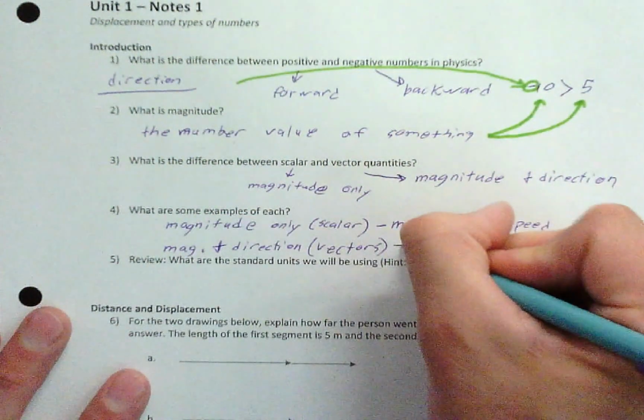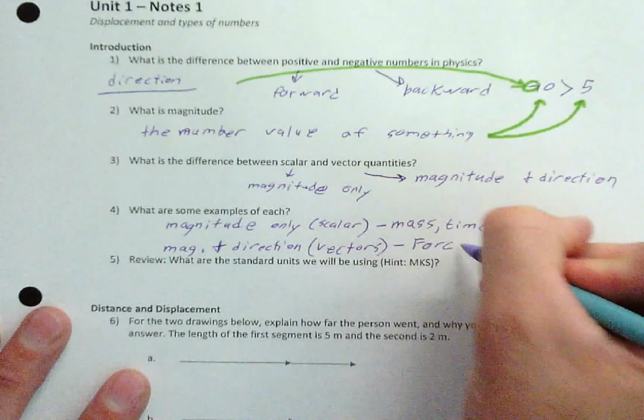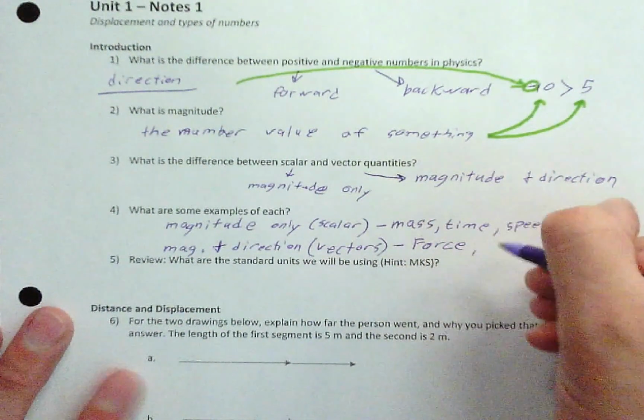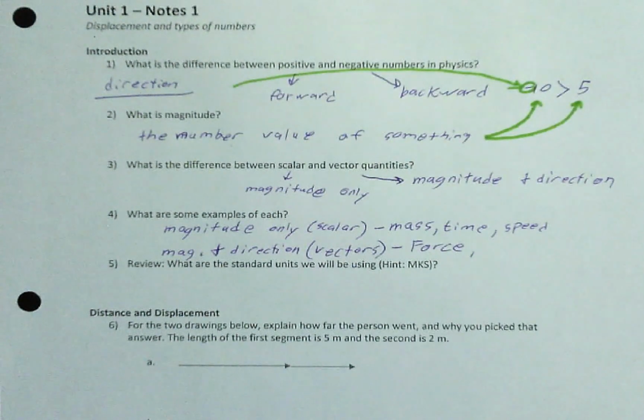A good one for this is force. So force is what you apply to an object to change its motion. You always have to do that in a direction. You can't just push on something. You push it to the right, or you pull it to the left, or you lift it up. There's always a direction to it. It's never just a number.